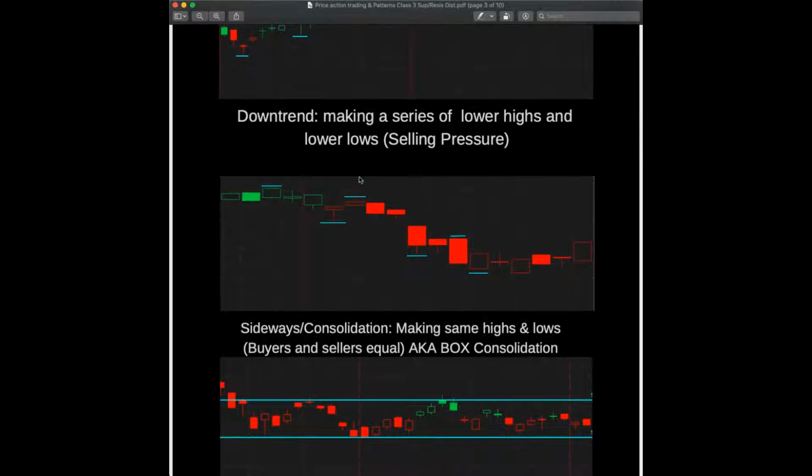Now, in downtrends, we see a series of lower lows and lower highs. So here we have a high, and then we have a low, then we have a lower high, a lower low, a lower high, a lower low. So we have a series of lower highs and lower lows, creating a downtrend, which is selling pressure. There's too much supply here, so the market is going to go find areas where there are buyers that are going to meet up with this supply, because somebody's trying to get rid of this stock.